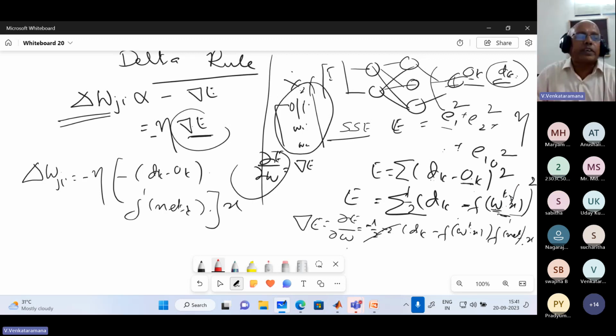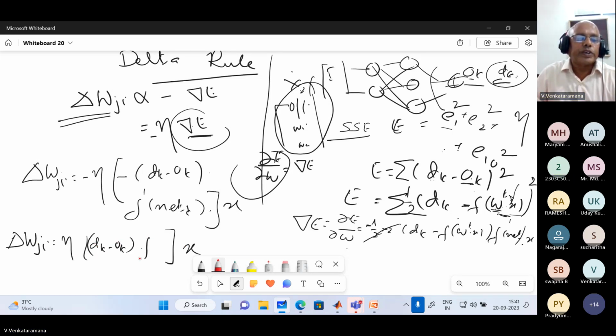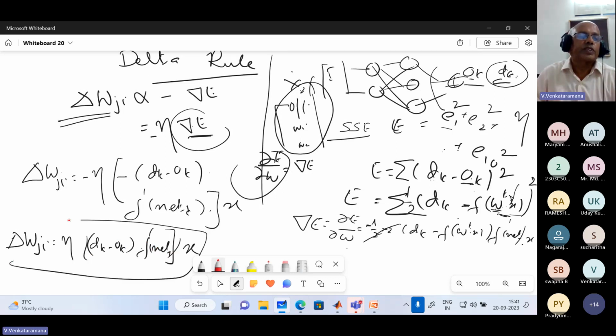Therefore, here the minus becomes plus. Therefore, the change in the weight expression is equal to eta into x, into (dk minus ok) into f dash of net k. This is the expression. This is where we are using the delta rule.